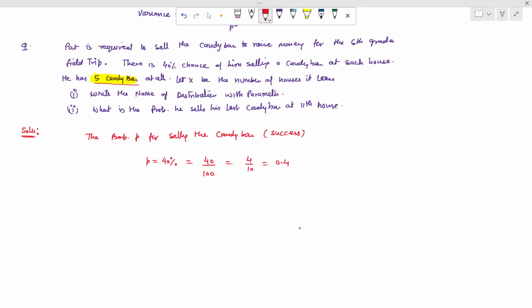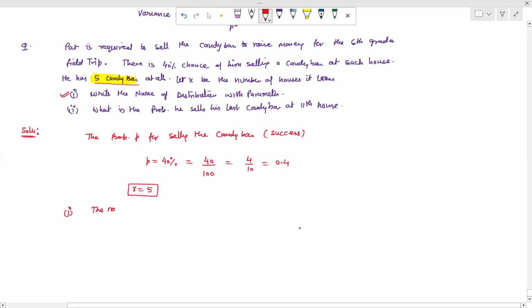Now, when we calculate the probability P, what is the value of R? So R is equal to 5. So we have 5 candy bars in all. So now we obtain the first part. That means we write the name of the distribution. So when we solve the first part, the name of the distribution is negative binomial distribution.